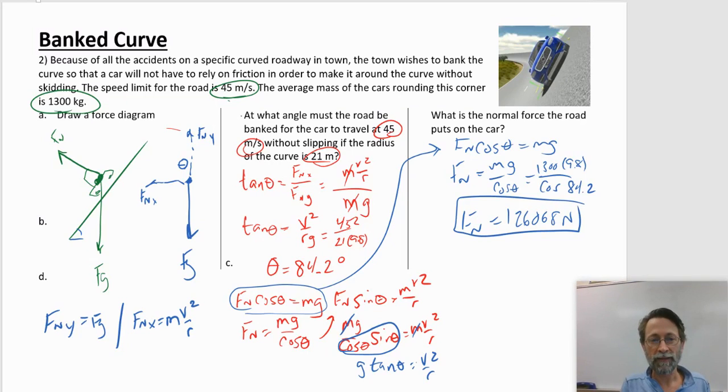So again, a banked curve, notice that it's very, very similar to the conic pendulum. So we have the force that's pulling it towards the center of the circle. We have the force that is canceling out in the up and down direction. And then playing around with the mv squared over r's in order to solve for either the angle or the tension or anything else that you would need, the normal force that comes out of that problem.